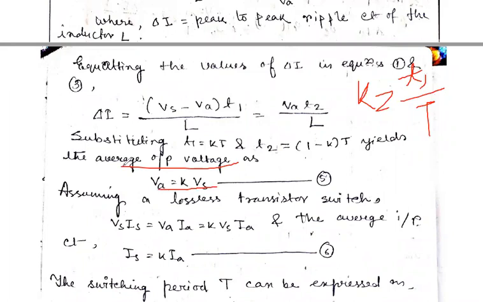Assuming that the transistor is a lossless switch, the input power equals the output power. So putting the value of Va here, Vs Is equals Va Ia equals k Vs Ia. Therefore the average input current Is is nothing but k into Ia.